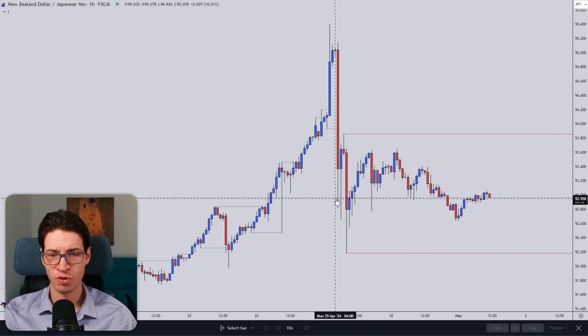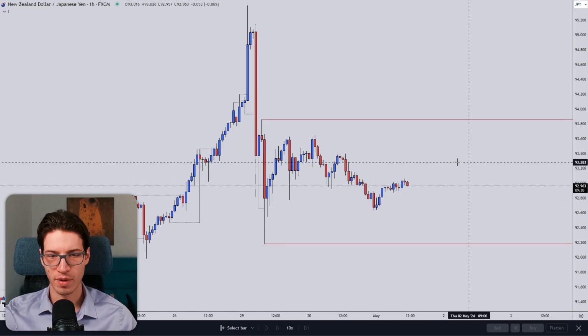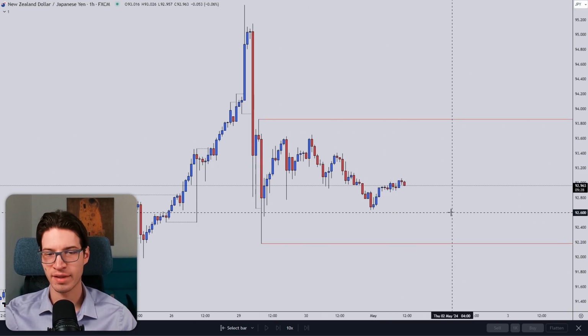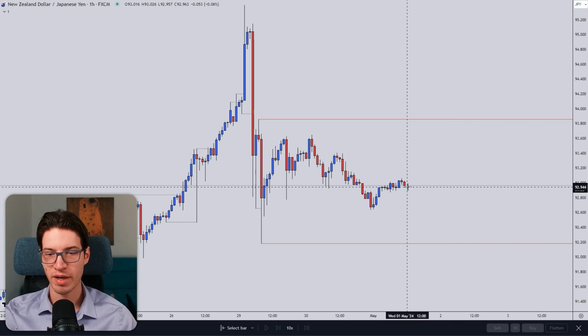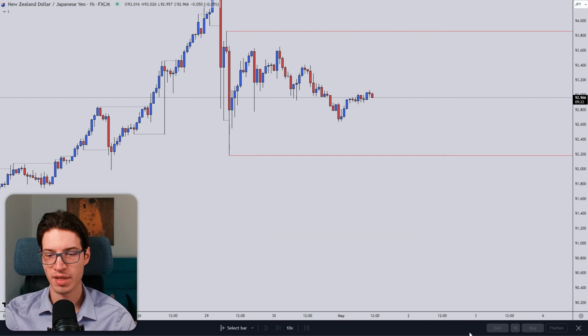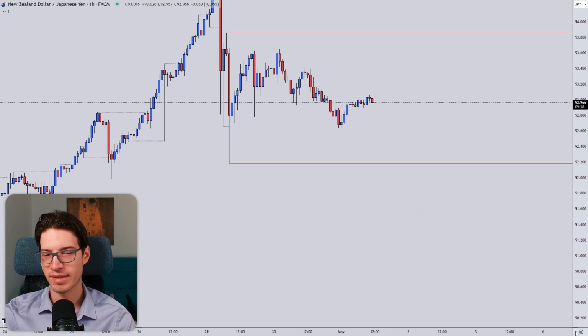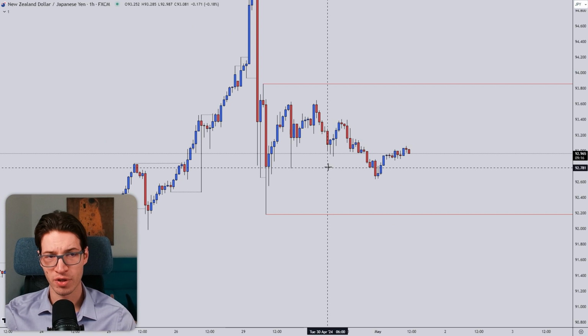Huge candles, huge wicks, huge double wicks, range-bound market, corrective, very flat, momentum dying down. My game plan is to wait it out, look for a large push up, look for an uptrend, look for buy setups, or look for a nice clean downtrend and look for some sell setups. So that is my game plan for the New Zealand Japanese yen.